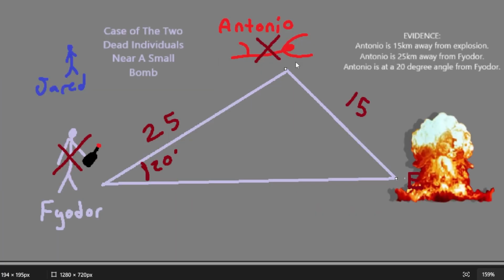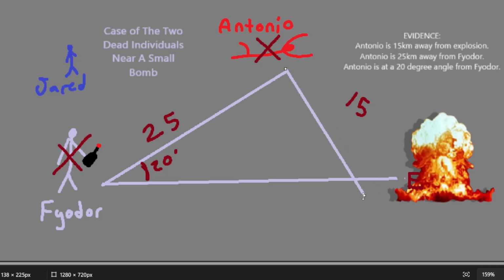Because not only does Fyodor have superhuman strength, but he also has superhuman cognition. And what Jared told Fyodor to do was to throw Antonio exactly 15 kilometers away from the bomb, in such a manner that Antonio would be 15 kilometers away. And Fyodor didn't mess this up. Antonio is 15 kilometers away from the bomb, because this is 15 kilometers. But you want to know it's also 15 kilometers if we move this arm, same length.